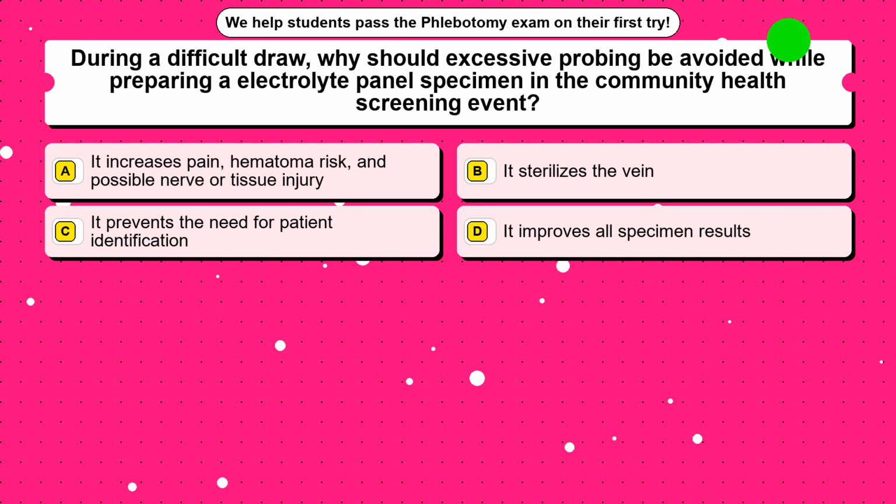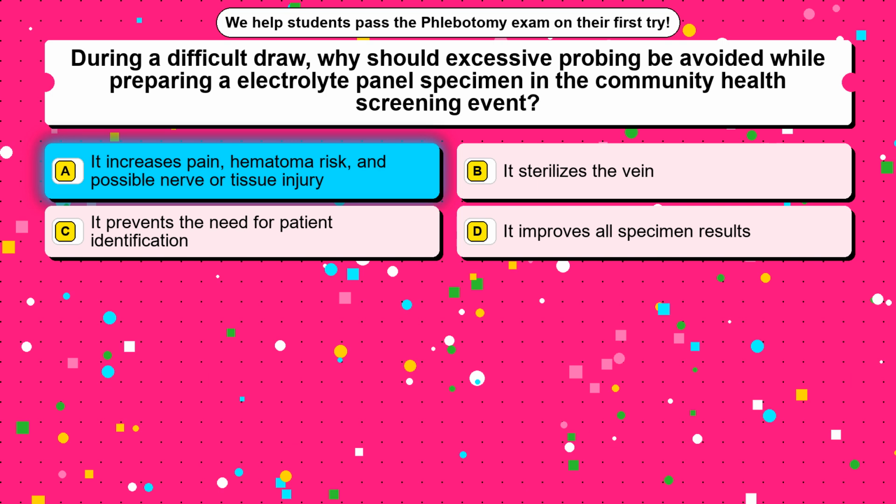Question 6. During a difficult draw, why should excessive probing be avoided while preparing an electrolyte panel specimen in the community health screening event? Option A. It increases pain, hematoma risk, and possible nerve or tissue injury. Option B. It sterilizes the vein. Option C. It prevents the need for patient identification. Option D. It improves all specimen results.